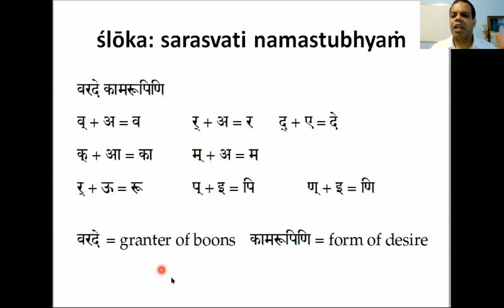Varade means granter of boons. Vara means boon. Da, longer da, means one who gives. A feminine goddess who gives is called Varada. The male god who gives is called Varada. So Varada is the feminine form of the word boon giver. But Varade is when you call out to somebody, you would say Varade.